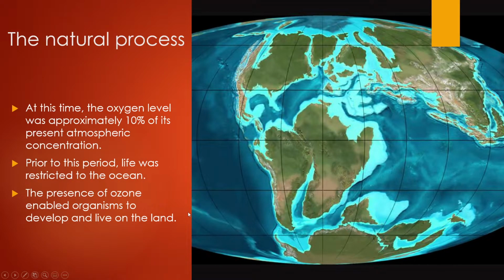So, at the time that we're talking about way back in the past, before we had the ozone layer, in fact, oxygen level was approximately 10% of its present atmospheric concentration. And when I say 10%, I don't mean 10% of the atmosphere was oxygen. I mean 10% of what we currently have. Currently, the atmosphere is around 20% oxygen, right? So the past I'm talking about had 10% of that, or roughly 2% of the atmosphere was oxygen. There was still plenty of oxygen in the ocean, though, so life was completely restricted at this point to ocean life. The evolution that plant life went through to begin the production of oxygen in the atmosphere is what allowed the ozone layer to form and eventually enabled organisms to develop and live on the land.